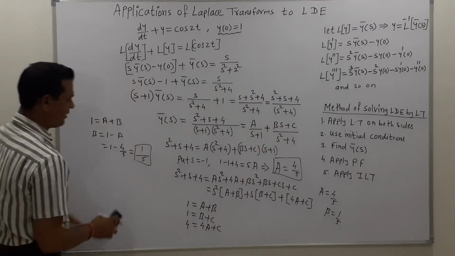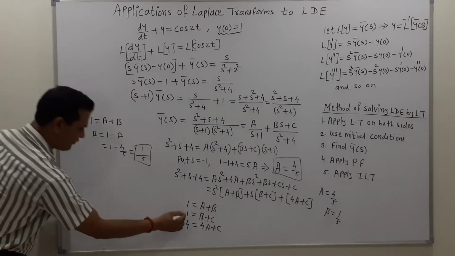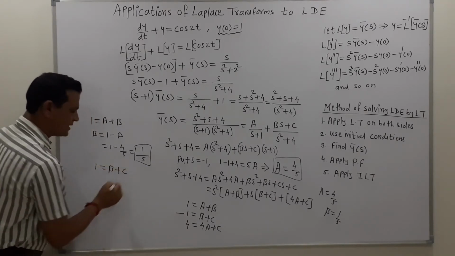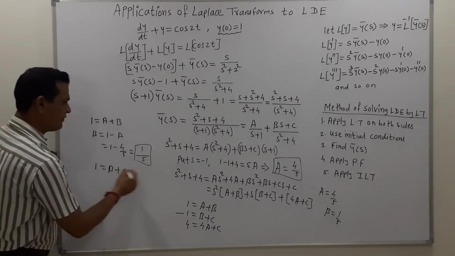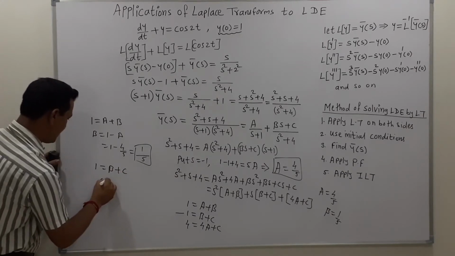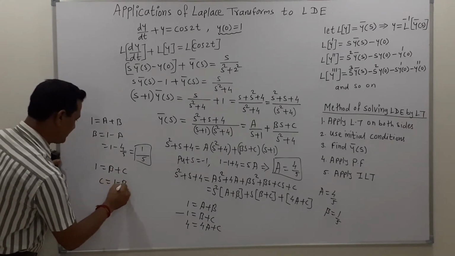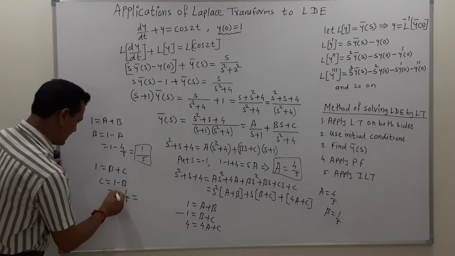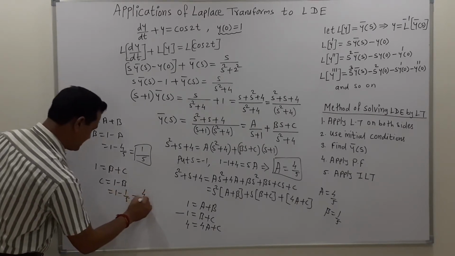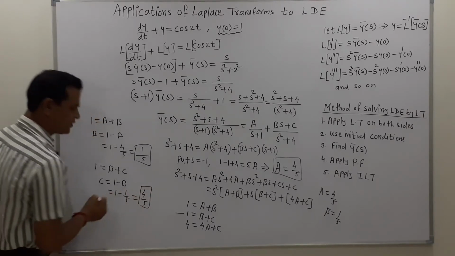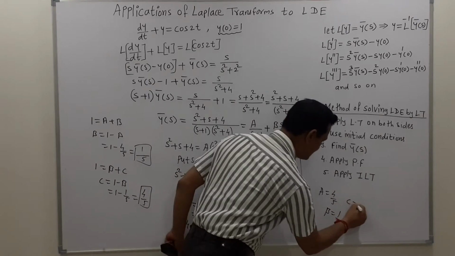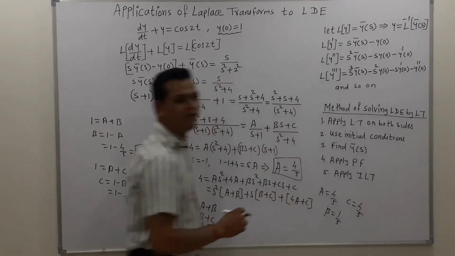Now similarly find out the value of c. So now from this equation we get 1 is equal to b plus c. Now we know the value of b, so c is equal to 1 minus b, which is equal to 1 minus 1 upon 5. So we get 5 minus 1, that means 4 by 5. So this is the third value, which is c. So we will write the value of c as 4 by 5.